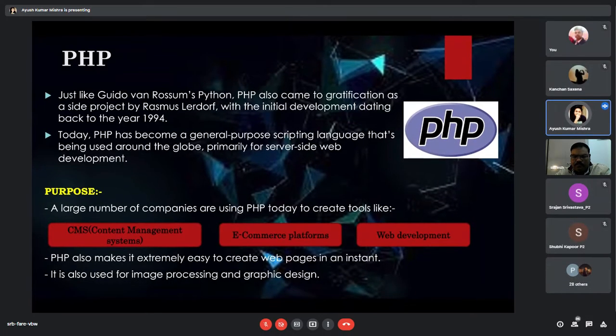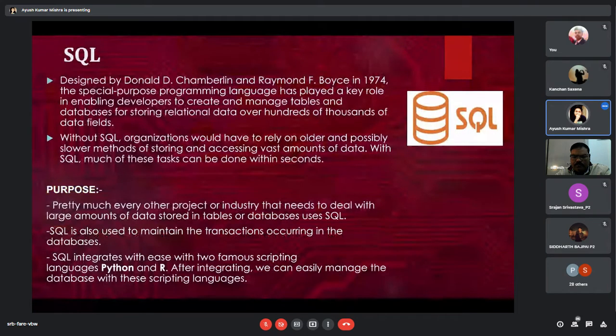It is used for image processing and graphic design. The last one is SQL.